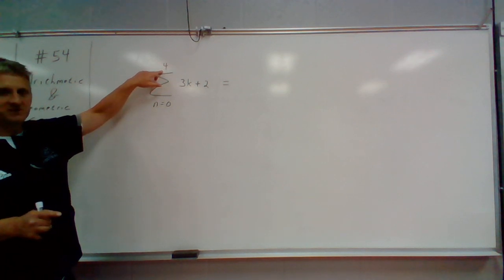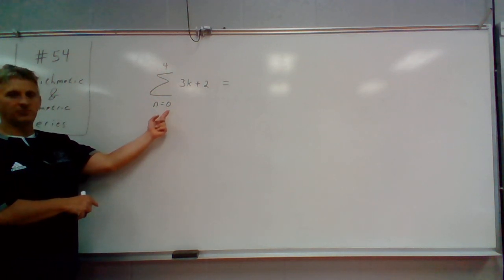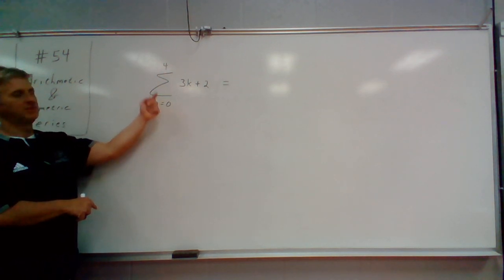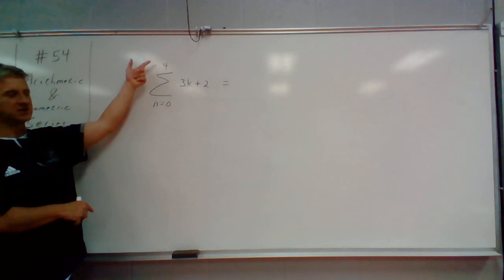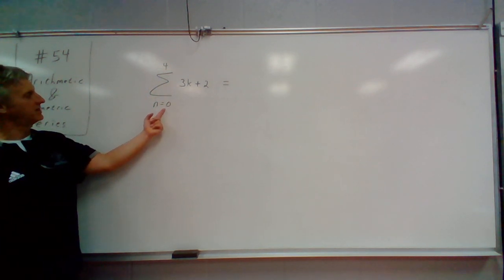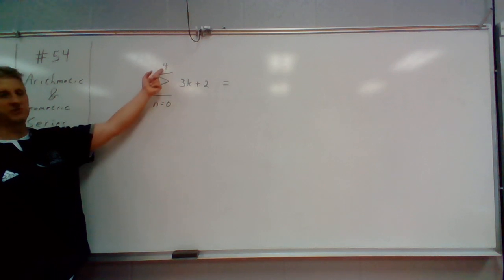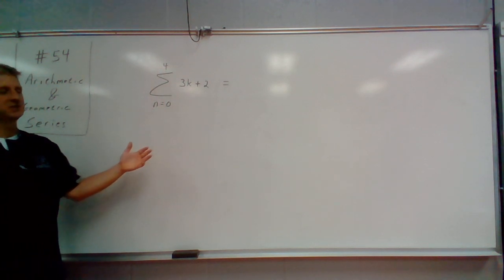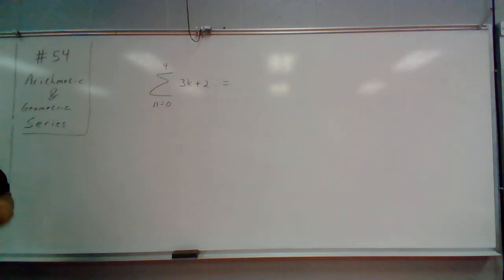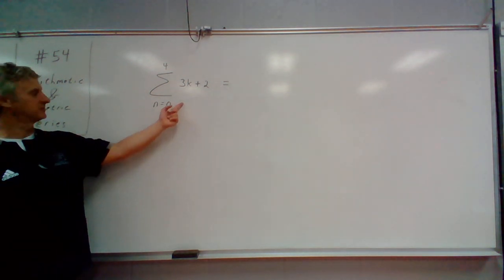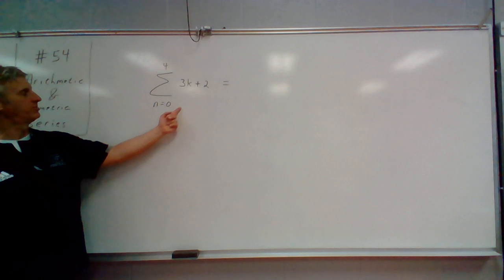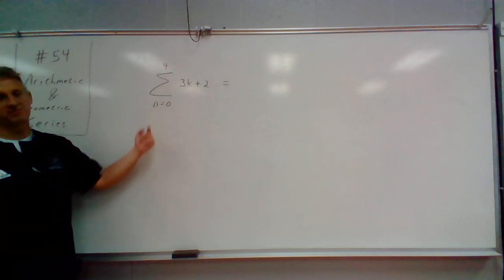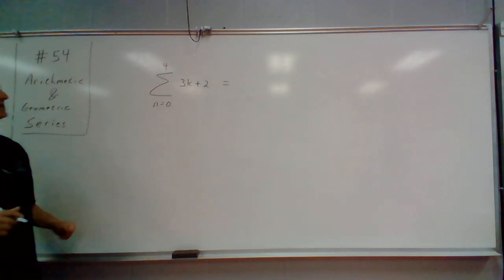But notice that in the previous example, we started with 1 down here and went up to some number. I believe it was 6. So we had 6 terms. But here we're starting with 0 and going to 4. So we've got 0, 1, 2, 3, 4. So there are going to be 5 terms in this series. So you have to be careful. Sometimes people will start with a 1 here. Sometimes they'll start with a 0. You just have to be really careful.